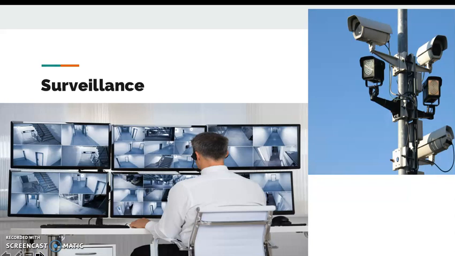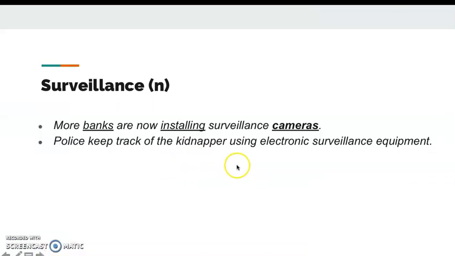The first word is surveillance. Here you can see the meaning of the word surveillance from photos. For example, in the first one, he is using surveillance cameras. Surveillance equipment. This is a surveillance camera. Let's have a look at some example sentences. You might guess the meaning from the sentences. More banks are now installing surveillance cameras to watch the people, for example. Police keep track of the kidnapper. They follow the kidnapper by using electronic surveillance equipment.